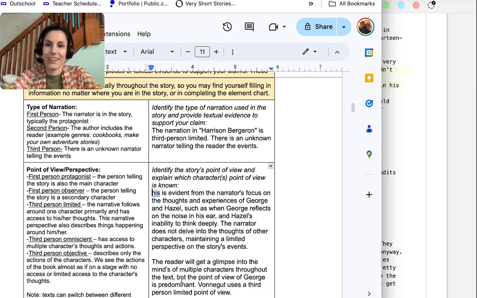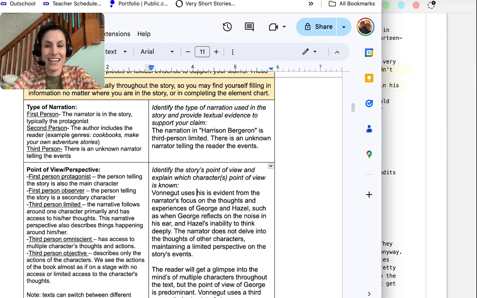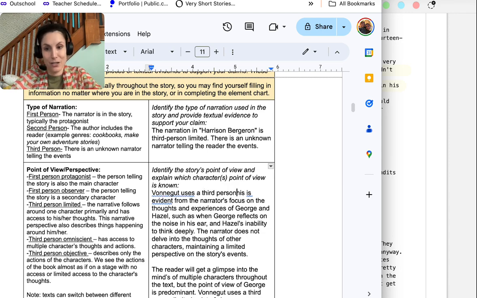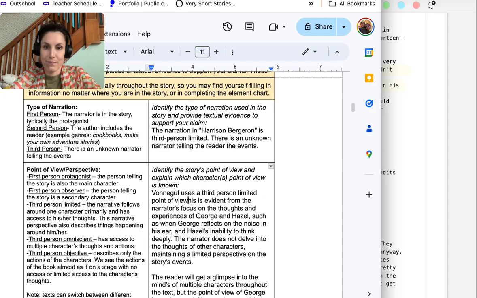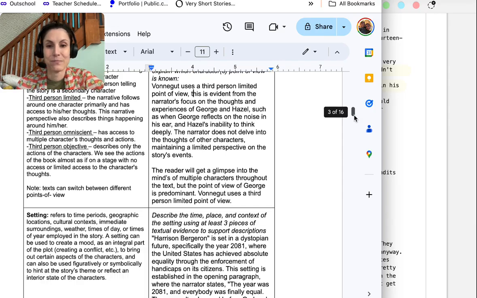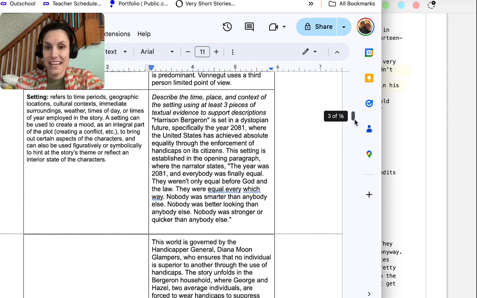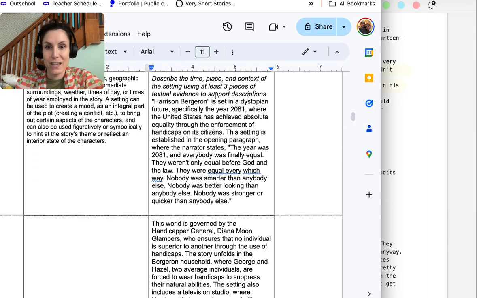Vonnegut uses a third person limited point of view. This is evident from the narrative's focus on thoughts and feelings, experiences of George and Hazel. And our setting, obviously, we have a dystopian setting.